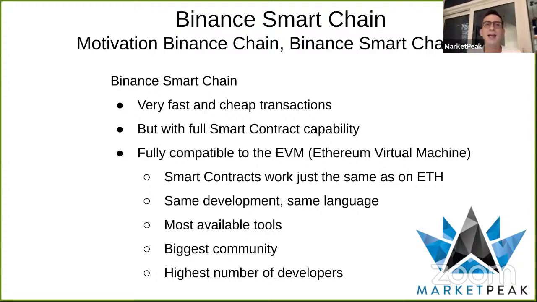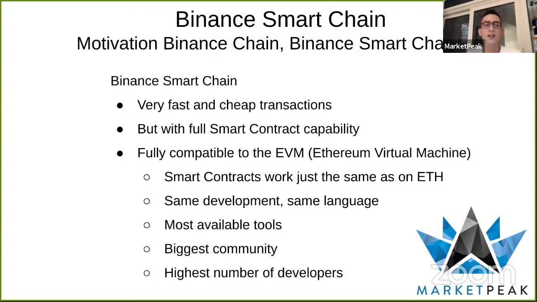The difference to Binance Chain is that Binance Smart Chain, and this is where the smart comes into the name, comes with full smart contract capability. And Binance Chain does not have smart contract capability. The only smart contract thing about it are the DEXs. But apart from that, not much more. Binance Smart Chain has full smart contract capabilities as you have on Ethereum.